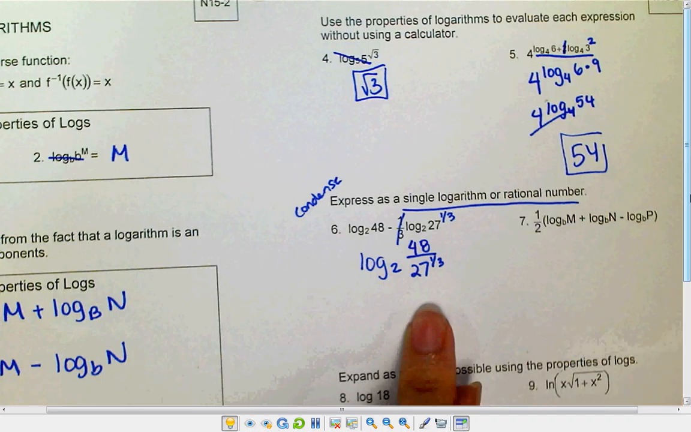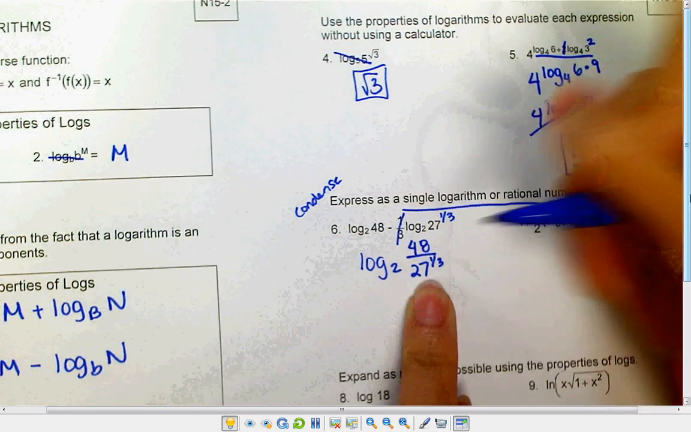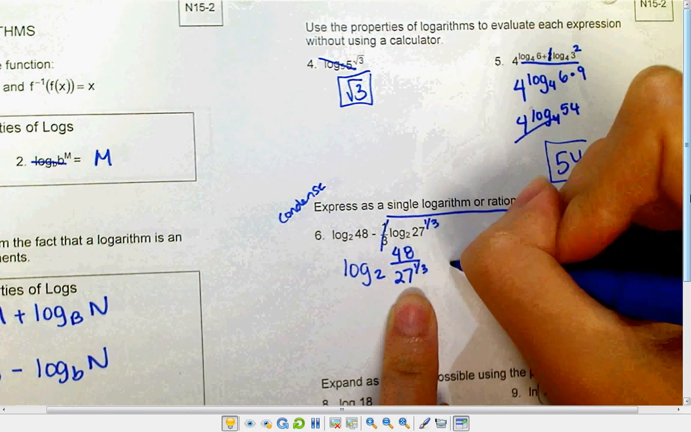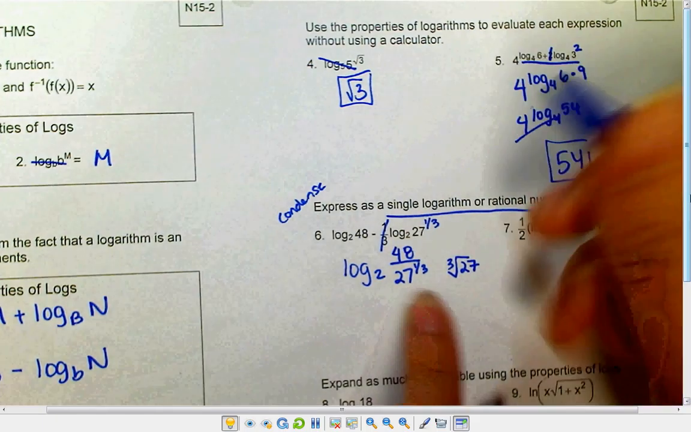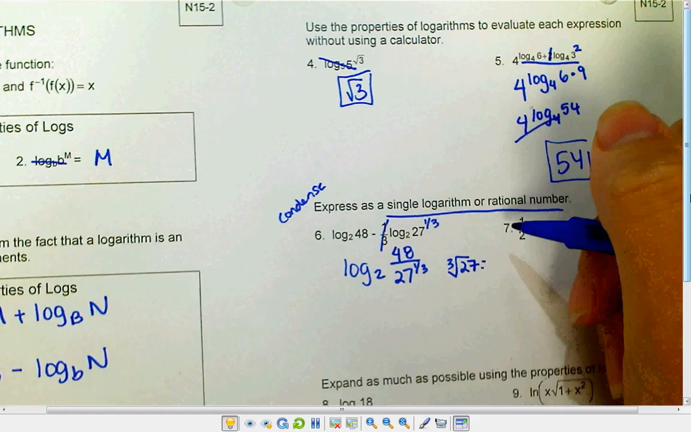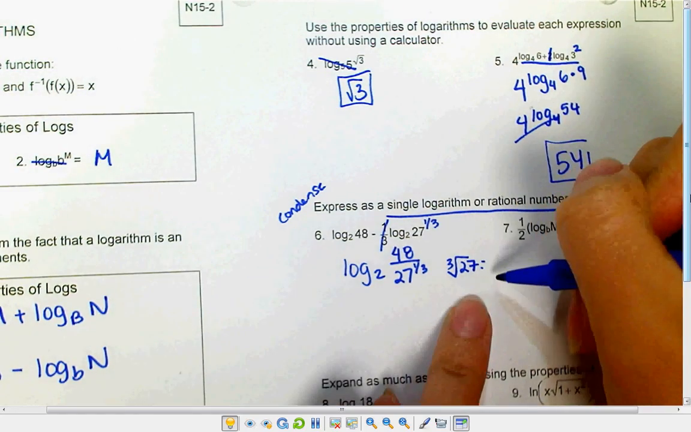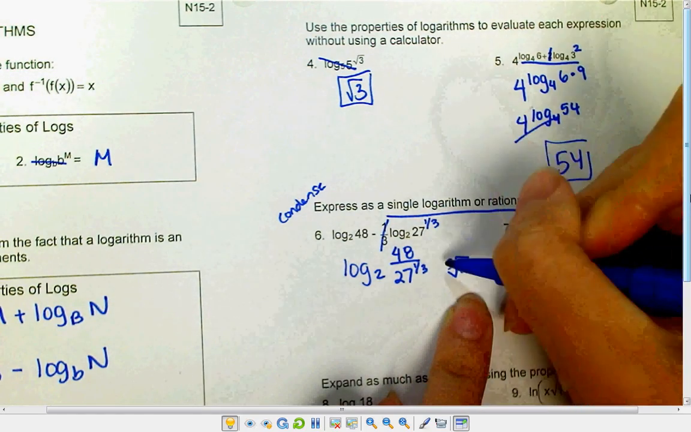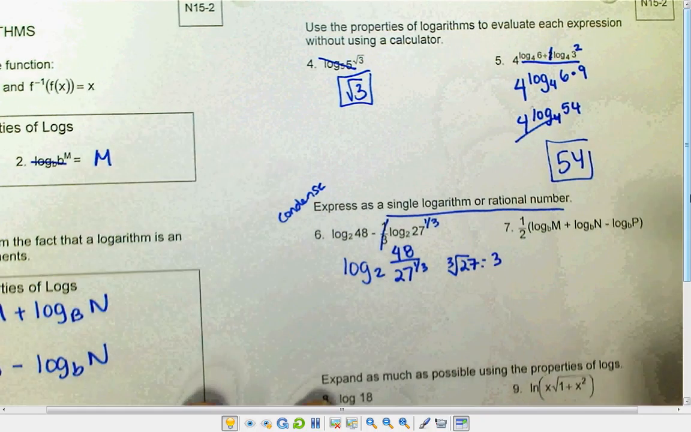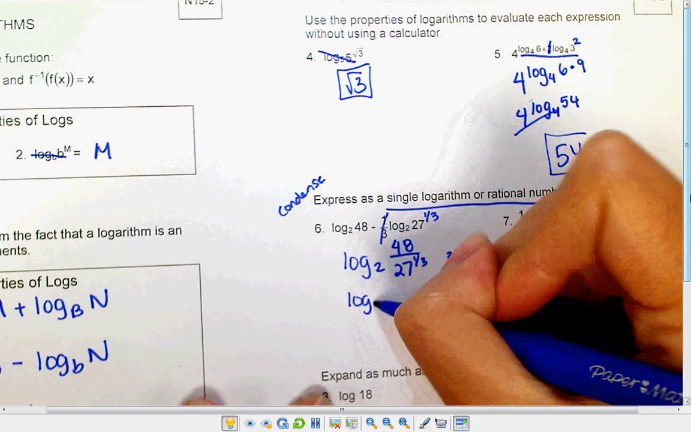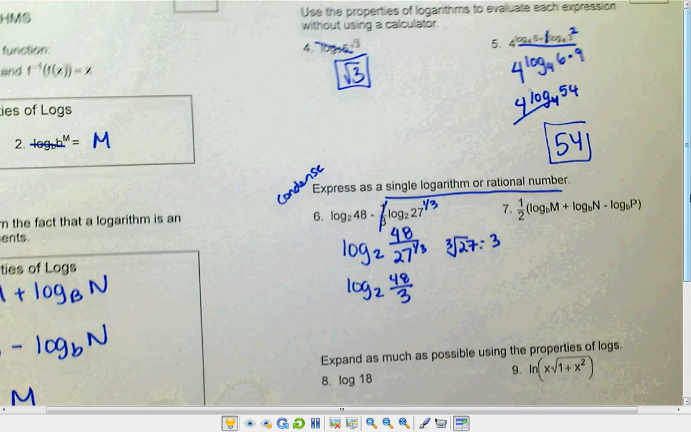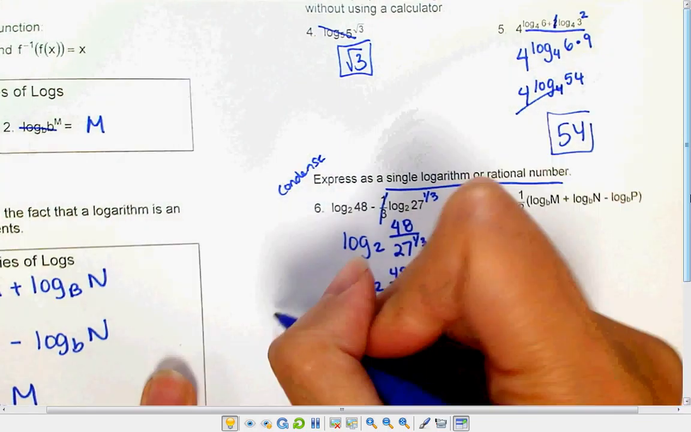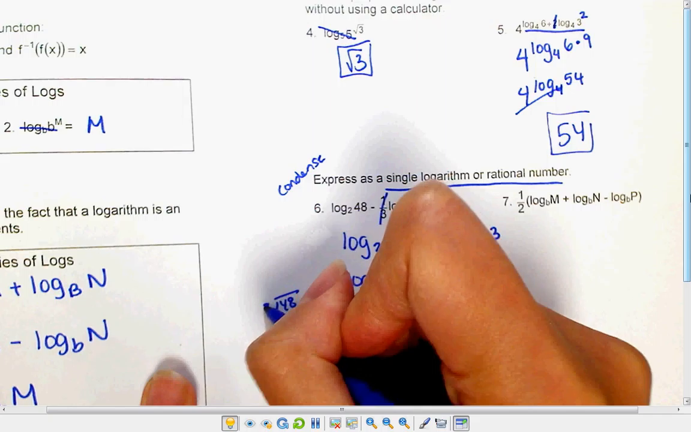Now 27 to the 1/3 we can actually find, because this 1/3 is the same thing as the cube root of 27. Cube root of 27, what to the 3rd power gives 27? It is 3. So really this is log base 2 of 48 divided by 3. We can actually divide 48 by 3.